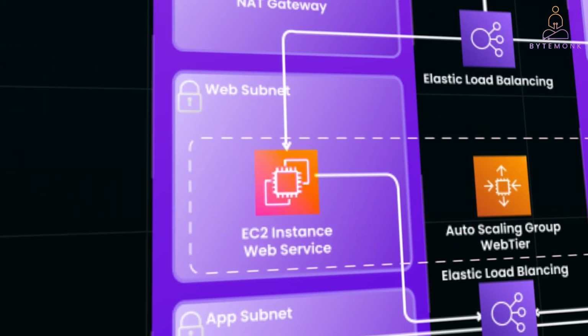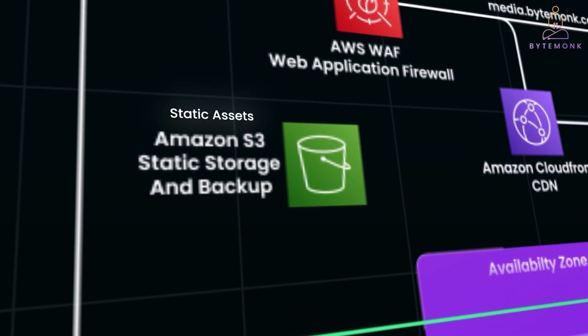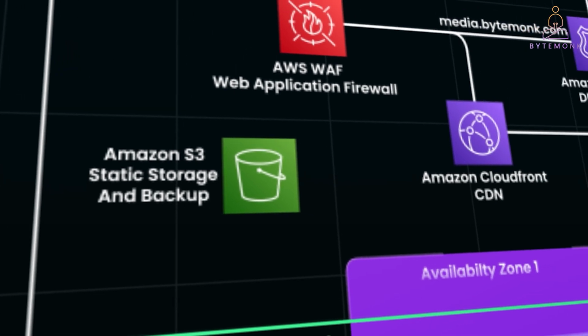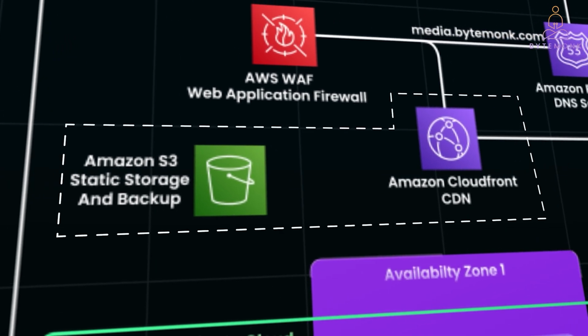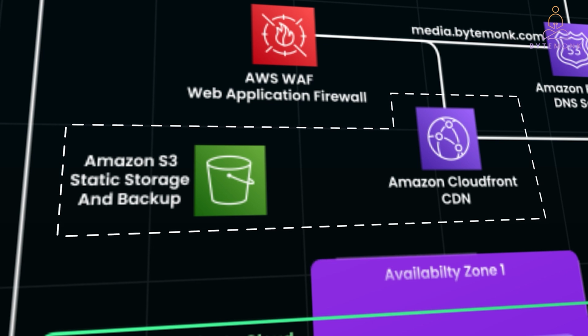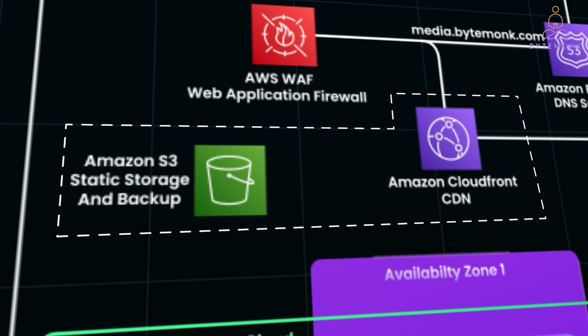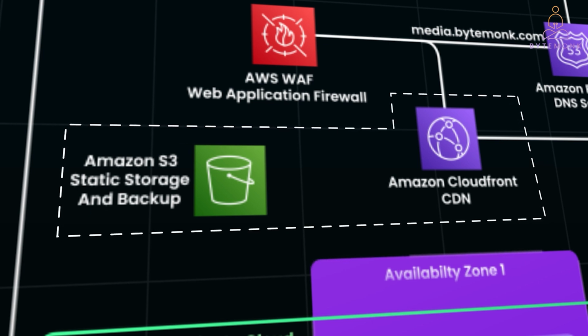Lastly, we have Amazon S3 for storing static assets like images, backups, and other static content. S3 is highly durable and can hold unlimited data, making it the go-to choice for static storage. So say you have product images for an e-commerce site, storing this in S3 means they are reliably available. And when paired with CloudFront, they load faster globally. S3 also plays a crucial role in backing up important data, ensuring nothing gets lost.